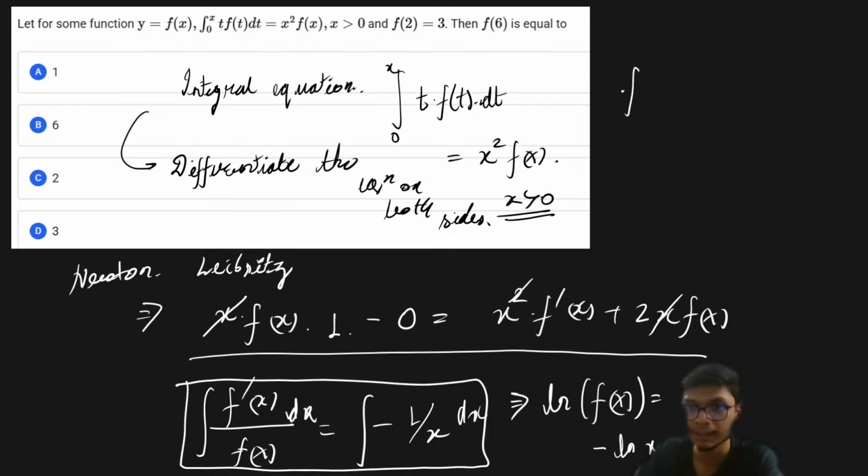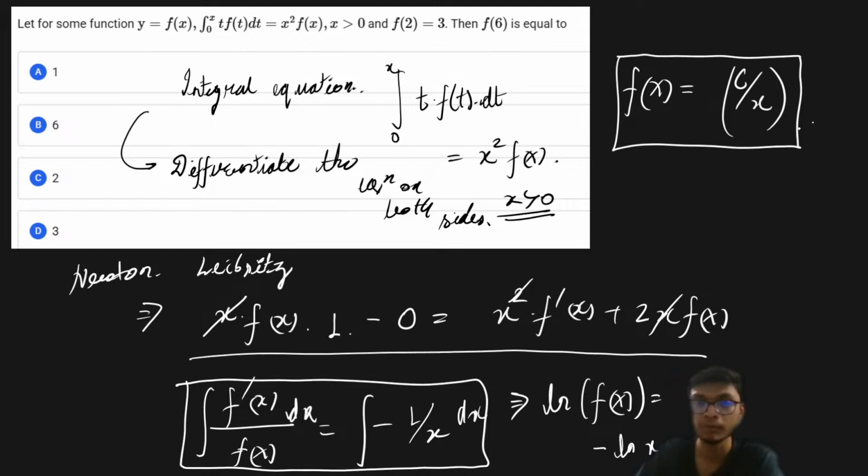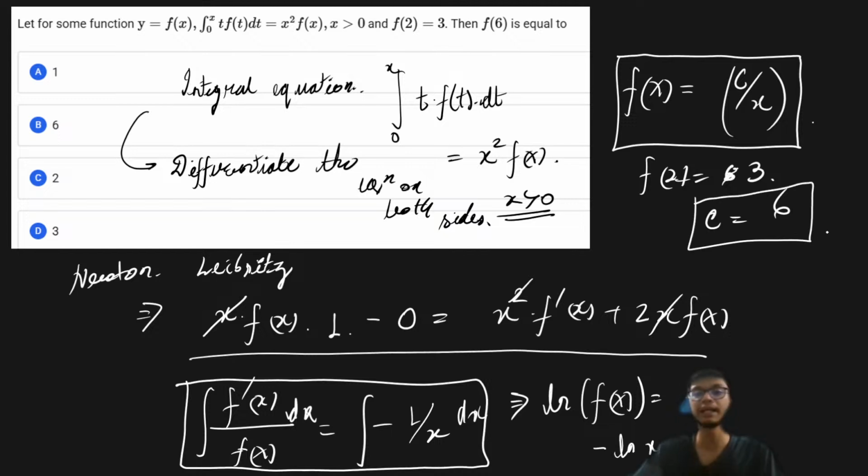From here, what you can see is that if you just simplify it, f of x is going to come out as c upon x. So it is something like a rectangular hyperbola. Now f of 2 is basically given as 3. So C is basically equal to 6.